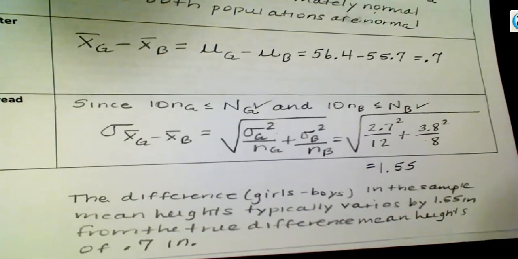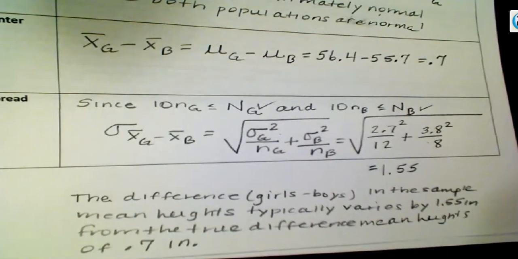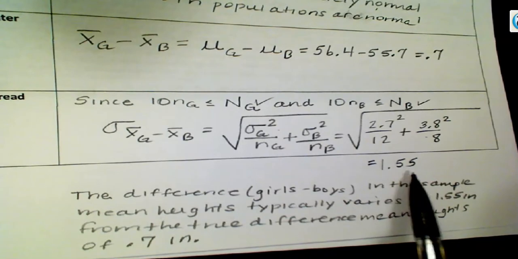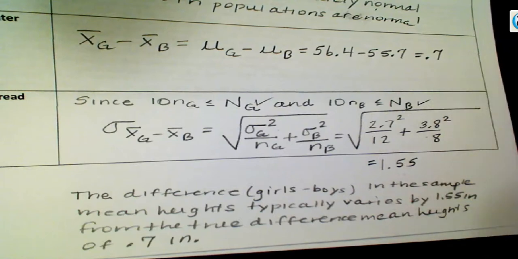Oh, goodness gracious, I'm sorry. So the difference between girls and boys in the sample mean heights typically varies by 1.55 inches from the true difference mean heights of 0.7. So that's what that standard deviation means. The difference is typically going to be about 1.55 from the true difference of means, if they ask you to interpret.